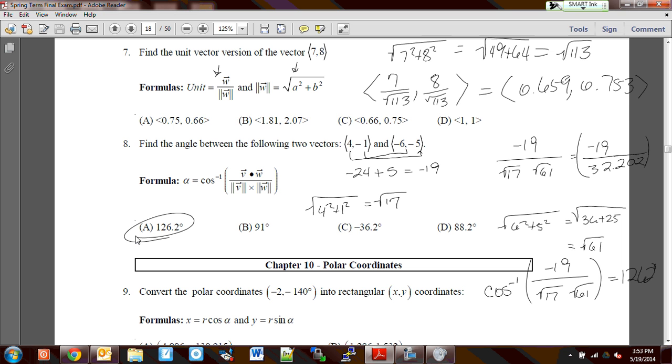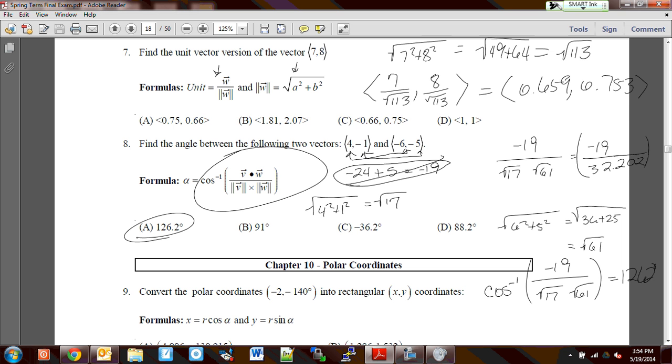126.2 degrees. Alright, so again, we just simply use this formula, dot product, right here. Whoops, I was supposed to circle that. The dot product is right there, negative 19, because you just multiply the a's together. So 4 times negative 6 is negative 24, plus negative 1 times negative 5 is positive 5.